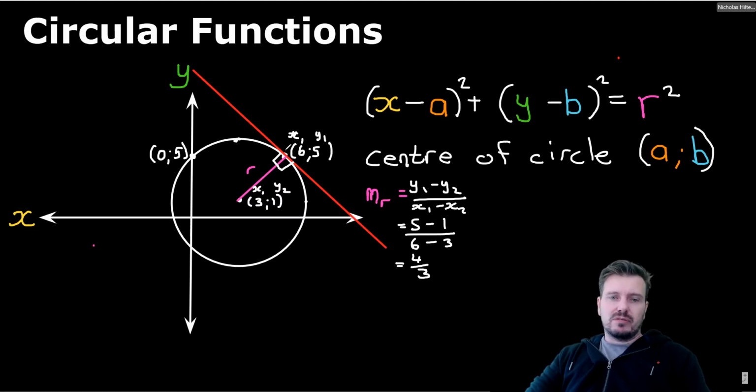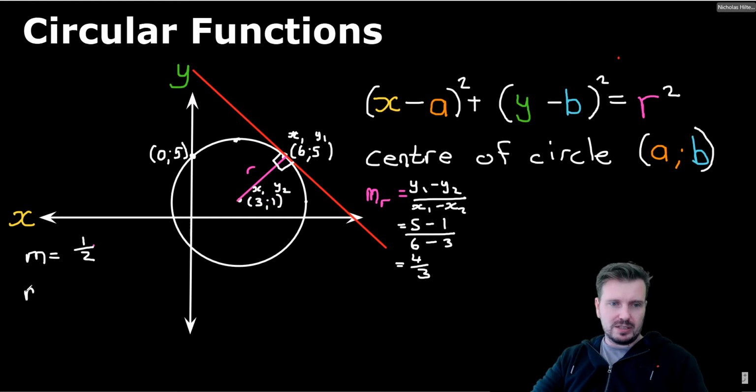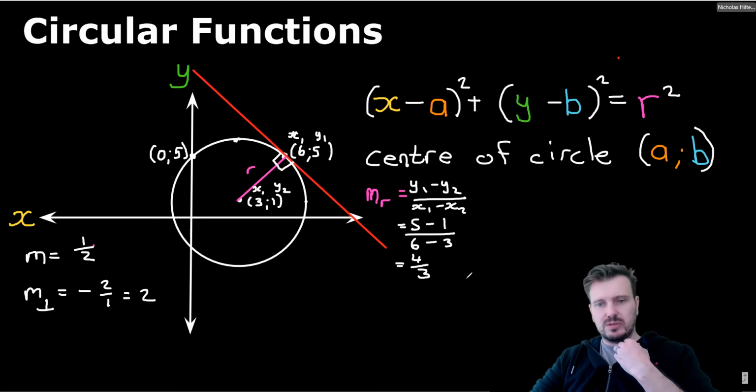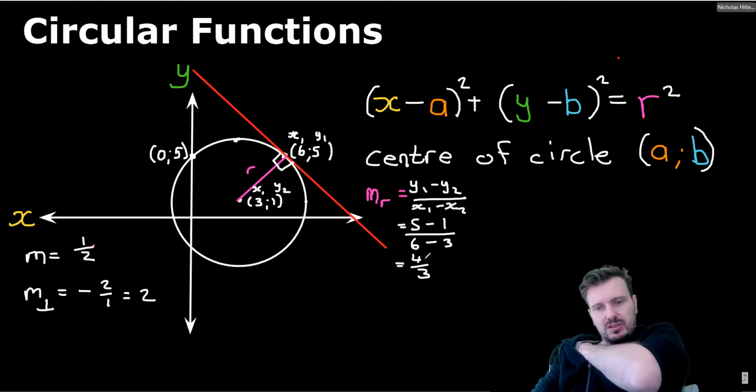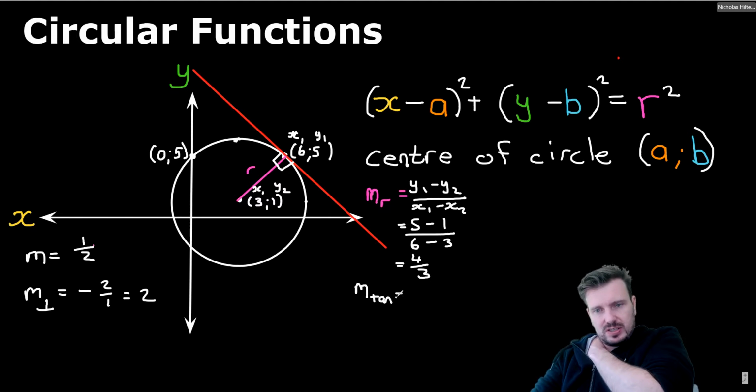Now, the gradient of the tangent is going to be, because they're perpendicular, minus, because we change the sign. So in other words, if a line has a gradient of, say, 1/2, the gradient of a perpendicular line will be minus 2/1, which is 2. So what we do is we flip the 3 and the 4. And so we know that the m of the tangent is 3/4, but we also need to change the sign.